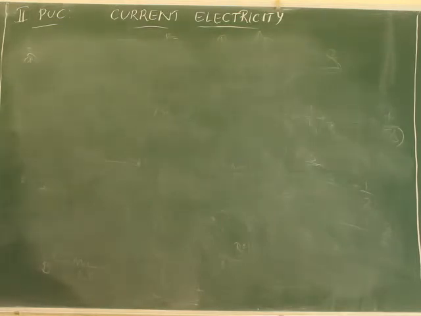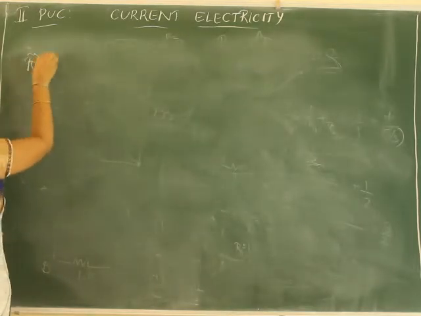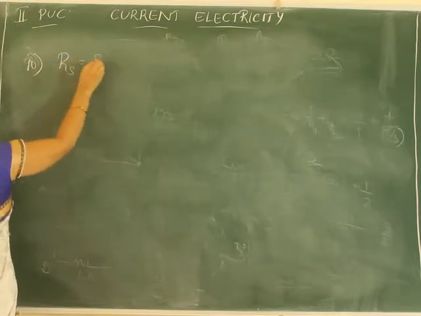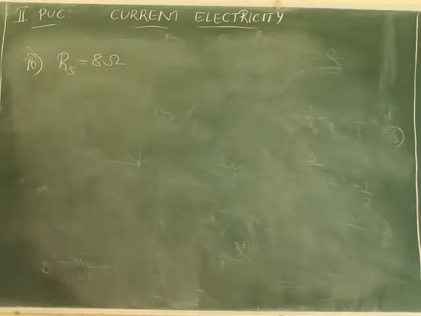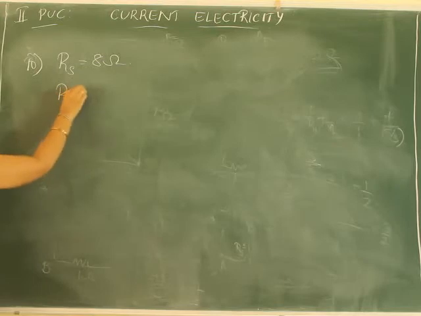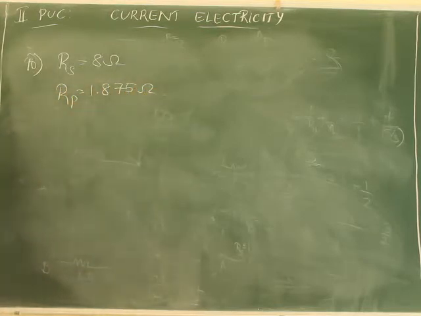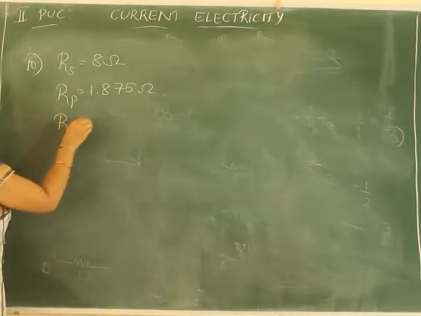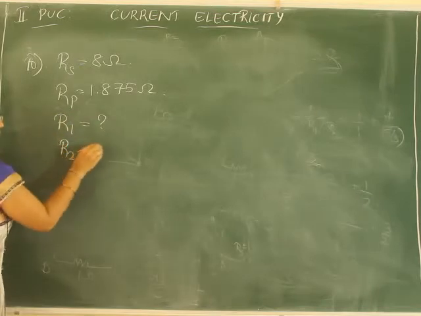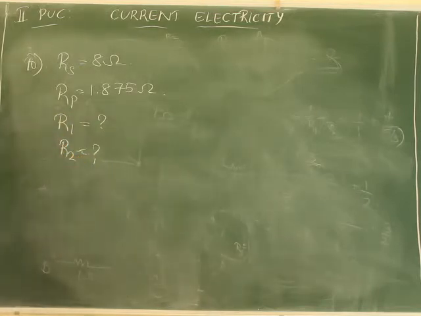Effective resistance of two resistors is 8 ohm when connected in series, and 1.875 ohm when connected in parallel. Find the individual resistors. Okay, two resistors are there. You have to calculate R1 and R2. How to calculate R1 and R2?